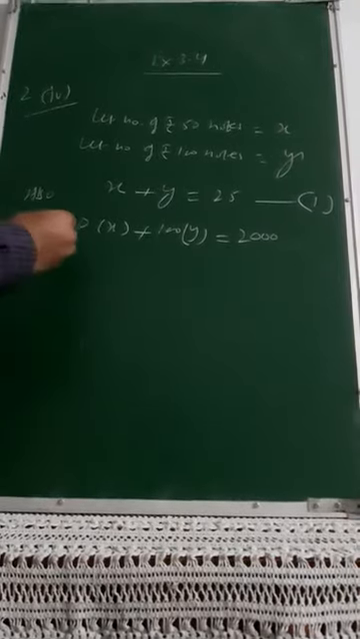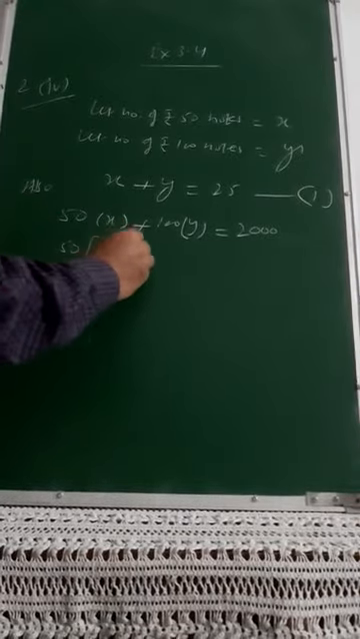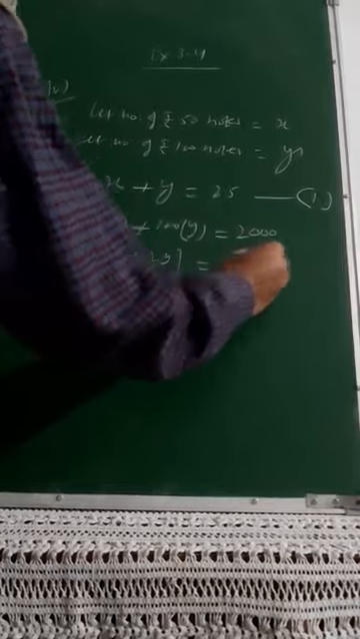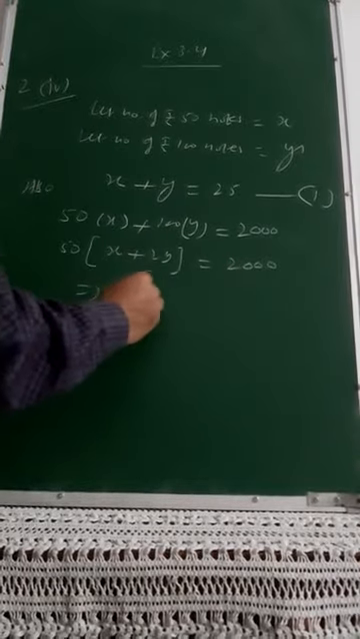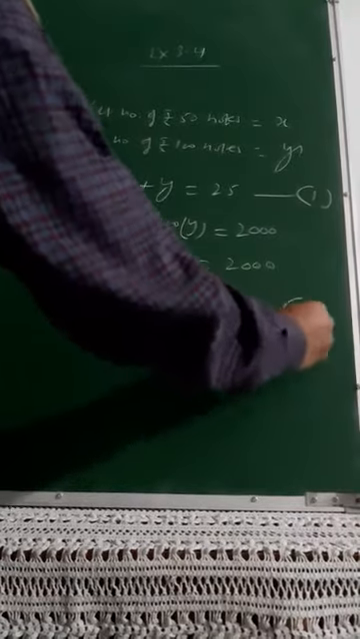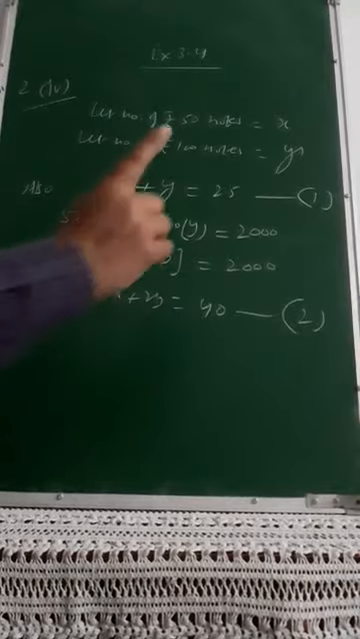2000. Now you see, I can take 50 common over here. You are left with X plus 2Y, and that is equal to 2000. So this implies X plus 2Y is equal to 40. This is equation number 2. So X plus Y is equal to 25, X plus 2Y is equal to 40.